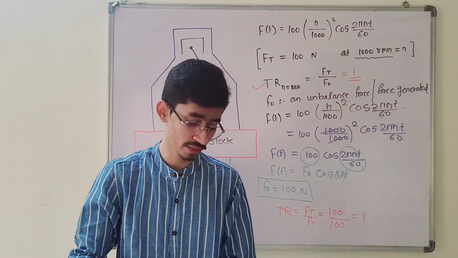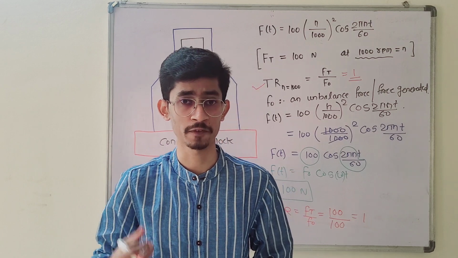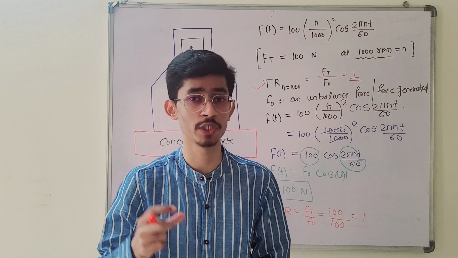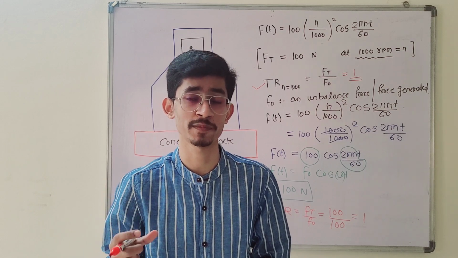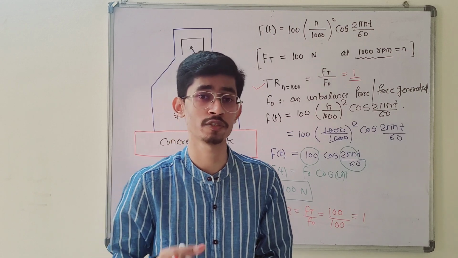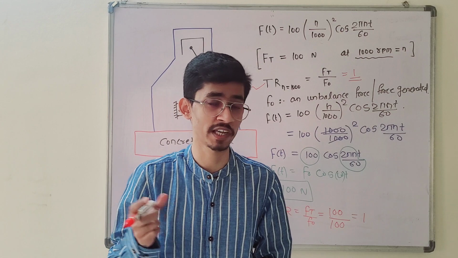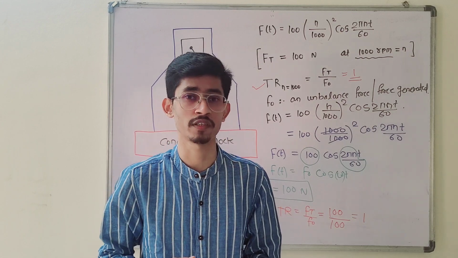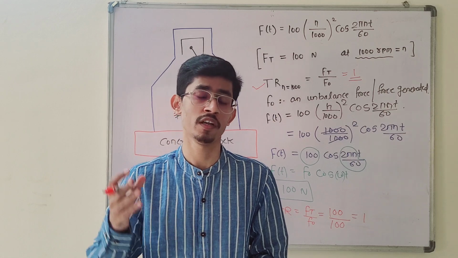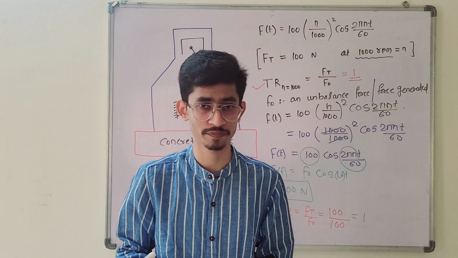So my next question to you is, under what conditions is our transmissibility 1? Before going to solve this question, you need to understand the transmissibility in terms of frequency ratio and zeta. That expression is known to you. If you don't know that expression, then we cannot proceed to solve this question. So you need to remember the transmissibility concept along with the derivation, along with the expressions, the final expressions or final results.